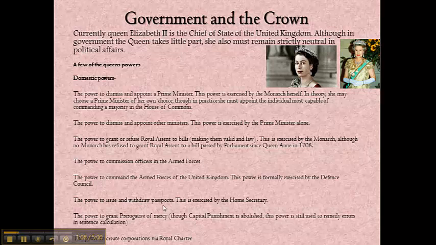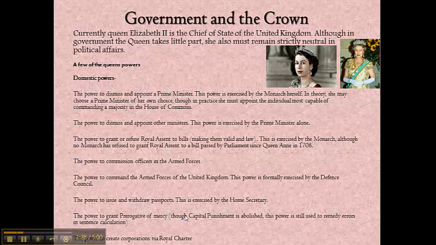The power to issue and withdraw passports. This is exercised by the Home Secretary. The power to grant prerogative of mercy. Though capital punishment is abolished, this power is still used to remedy errors in the sentence calculation.